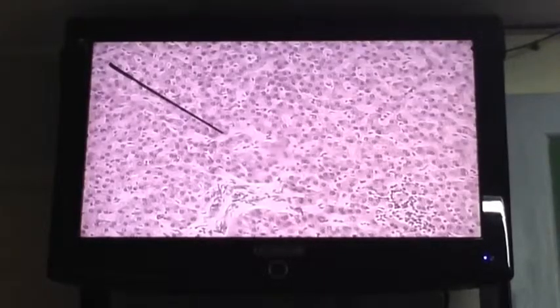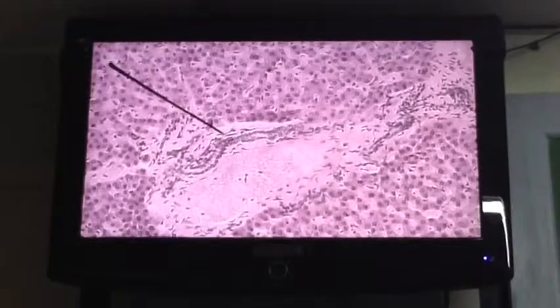Identify the structure at the pointer. Central vein. So radiating from it, you would find the hepatocytes arranged in cords, rows, columns. If we move towards the periphery, you would find the structure called the portal triad. Let's look for a better example of a portal triad.